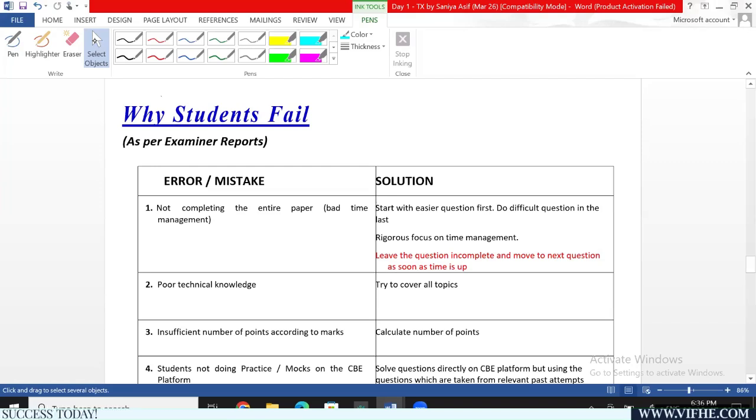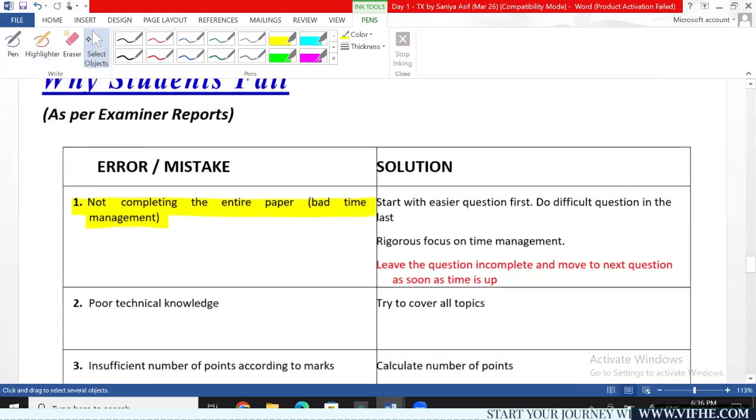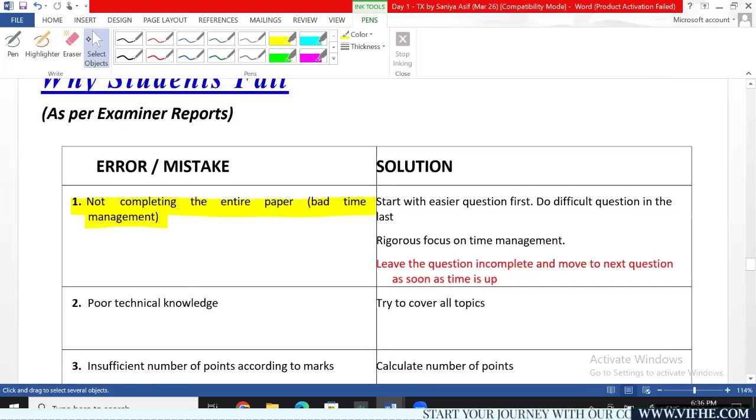Okay, so the first problem is time management. If someone leaves the paper behind, or does not complete their paper, that would leave a bad impression on the mind of your examiner. So it should not be done. Right. So, how would you be able to take care of this? Number one, you really need to keep a strict eye on the question that you are going through.